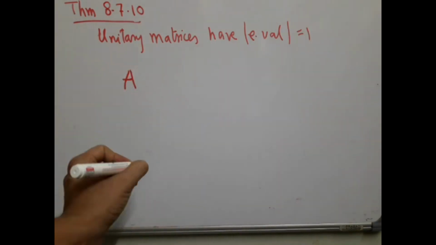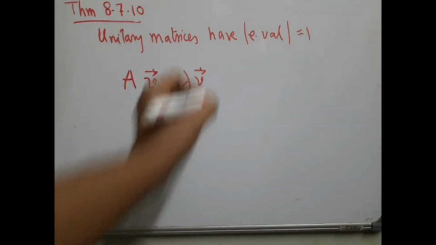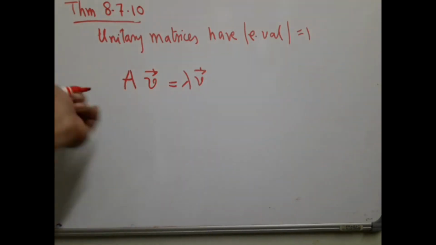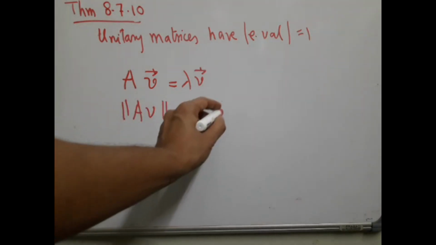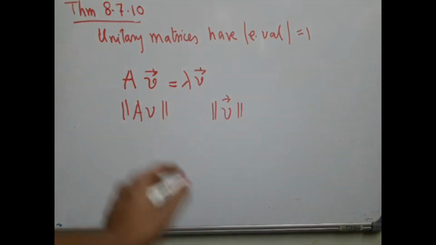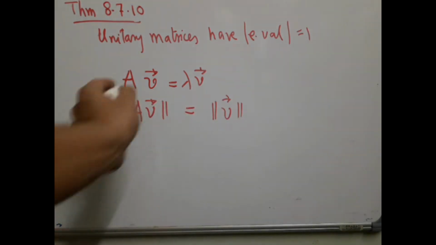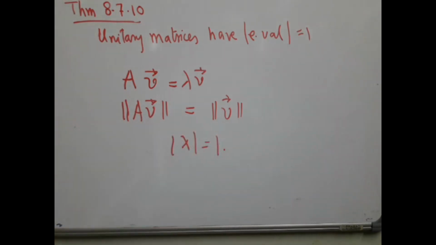Suppose A is a unitary matrix and you have this, then what can I say about the norm of AV and the norm of V? We know that they must be the same, because it is unitary. And what does that force me to have? This forces me to have mod lambda equal to 1. That's it. So that is basically the end of this section, which was one of the most important sections in the entire book.